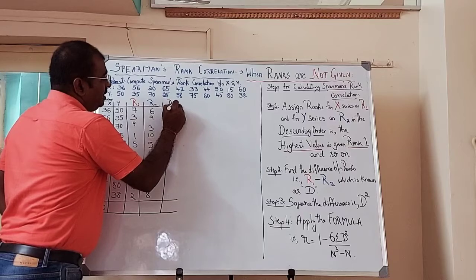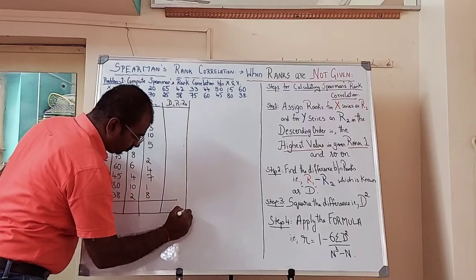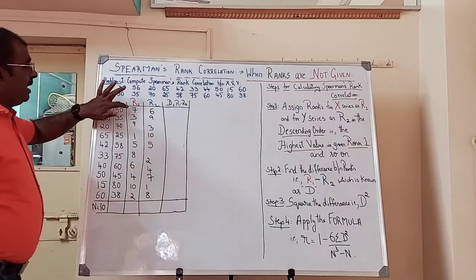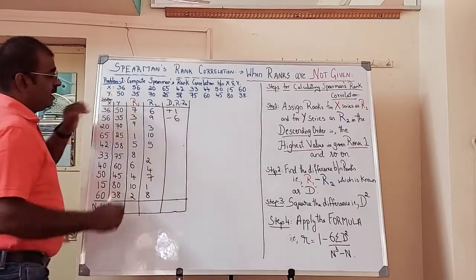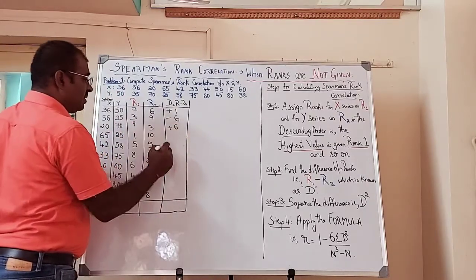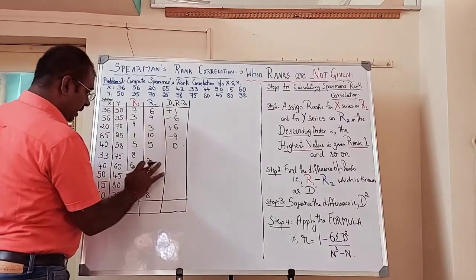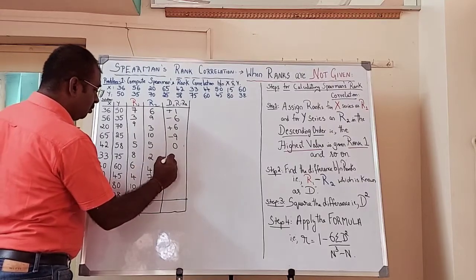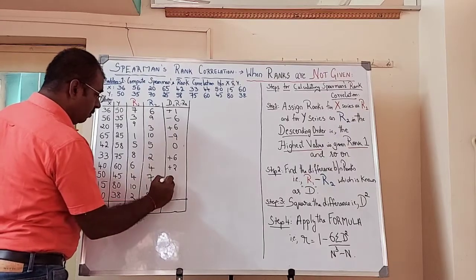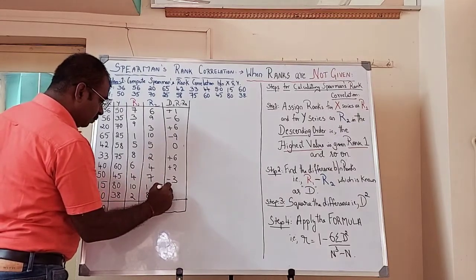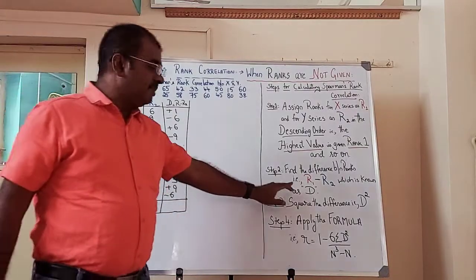This is called the difference. D is equal to R1 minus R2. So, 7 minus 6 is plus 1, 3 minus 9 is minus 6, 9 minus 3 is plus 6, 1 minus 10 is minus 9, 5 minus 5 is 0, 8 minus 2 is 6, 6 minus 4 is again 2, 4 minus 7 is minus 3, 10 minus 1 is plus 9, 2 minus 8 is minus 6. So this was step number 2.